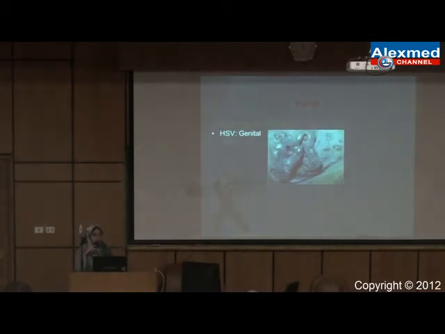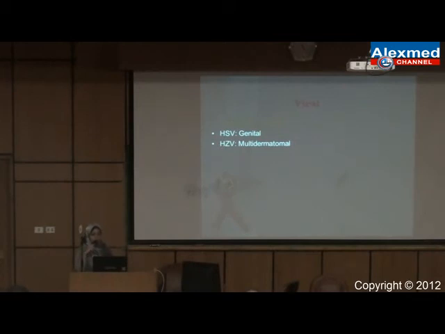Viral infections include common infections and opportunistic infections too. Common infections are like herpes simplex virus, mainly the genital type, and herpes zoster virus, and the characteristic feature in an AIDS patient is that it is a multidermatomal affection. Human papilloma virus causes genital warts. And lastly, molluscum contagiosum, causing molluscum contagiosum lesions.